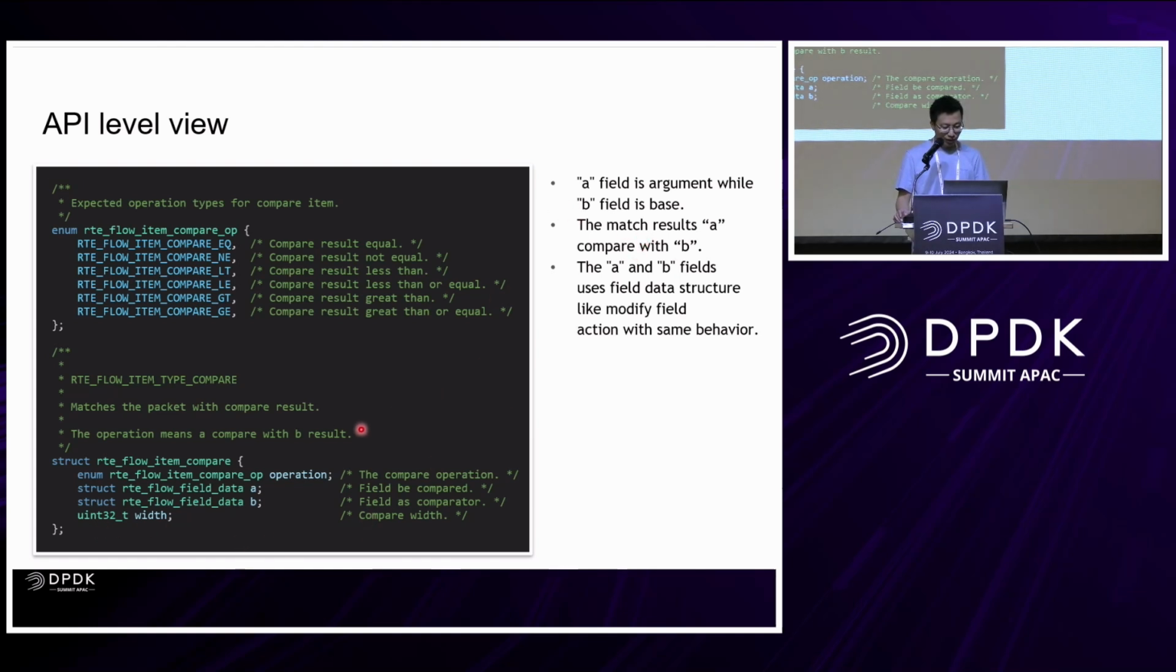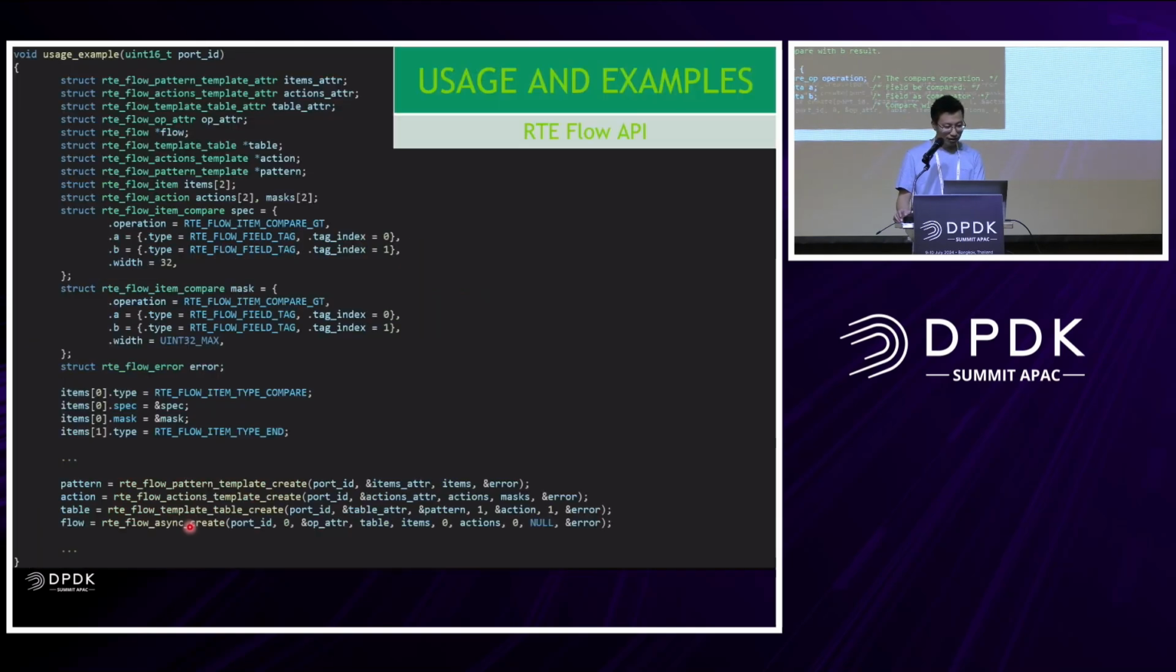Then what we need to do is just to set the type as compare, and then the operation you want, and fill the fields you want to compare. Okay, and if you want to compare with the immediate value, then just specify the immediate value in this RT flow field data. Okay. Let's move on.